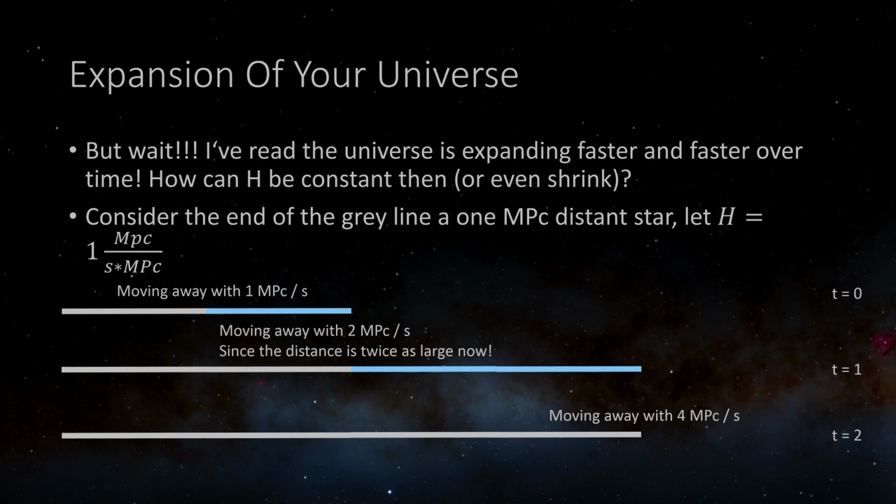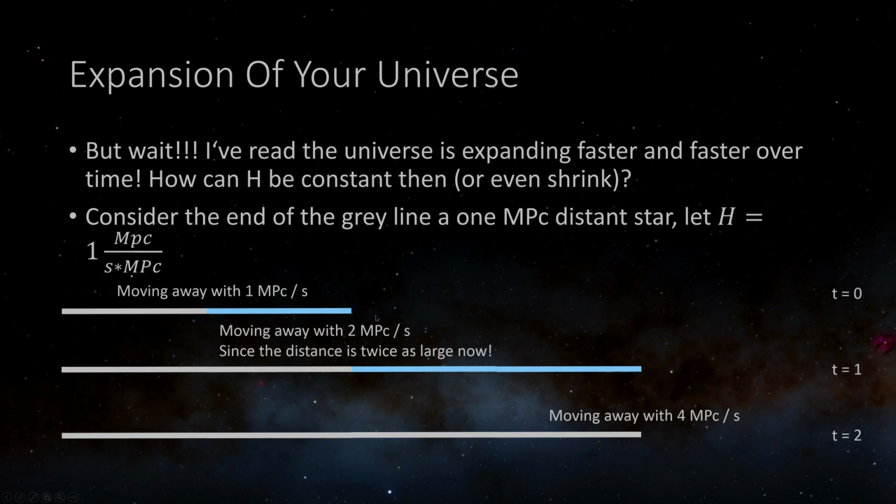So consider the end of the gray line a 1 megaparsec distant star. I'll have to get my mouse in to show it to you. Here is the end of the gray line, and there is the end of the gray line, and here is no blue line attached. So we'll start here. For simplicity, we set h to 1 megaparsec per second per megaparsec. So in the beginning, we have a 1 megaparsec distance, which is this gray thing here.